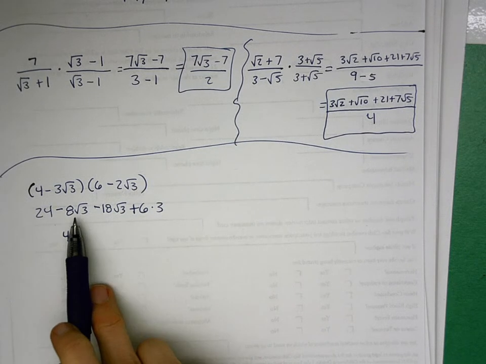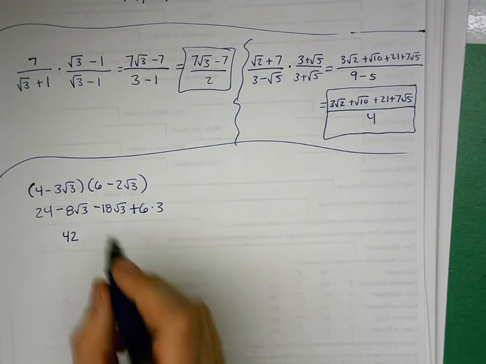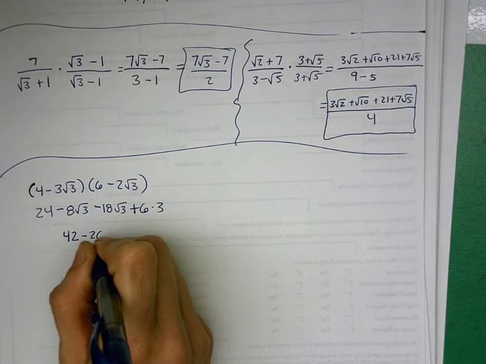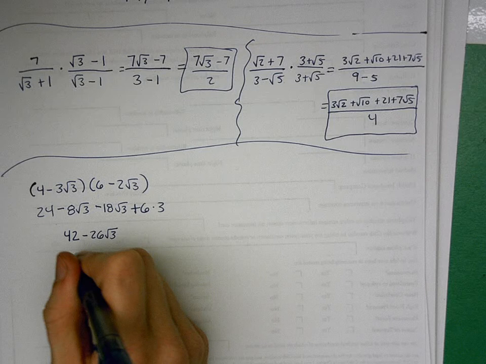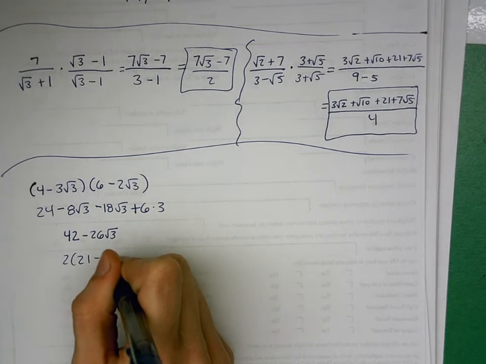Okay, and then negative 8 root 3 minus 18 root 3 is negative 26 root 3. The only other thing you could potentially do is factor out a GCF, which in this case would be 2. We've got 21 minus 13 root 3.